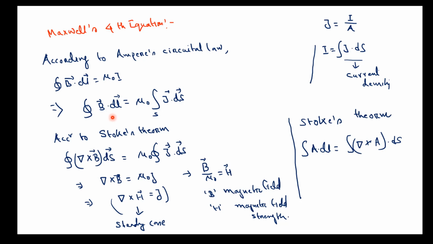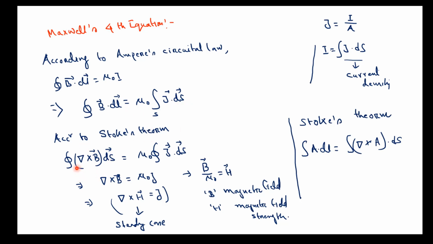How can I convert it? Using the Stokes theorem. I convert B dot dl into a surface integral, writing it here as del cross B ds. I just convert B dot dl to del cross B ds using the Stokes theorem, and my remaining part is the same.